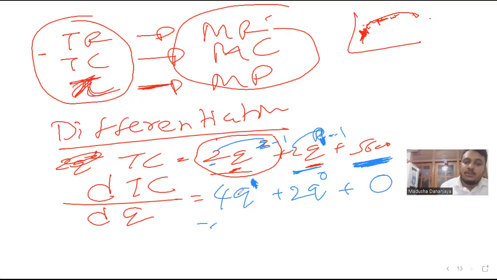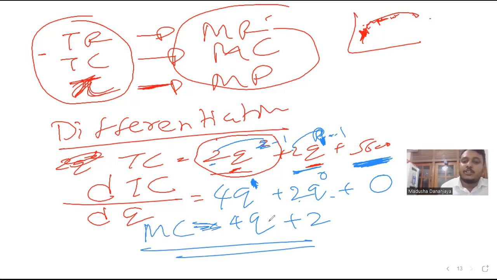Right, now see here, 4q to the power 1 means 4q, no? 4q plus 2q to the power 0, where q to the power 0 means 1. Any value to the power 0 is 1 always. So 2 into 1 is 2. So you don't need to put this plus 0. So the marginal cost will be 4q plus 2.